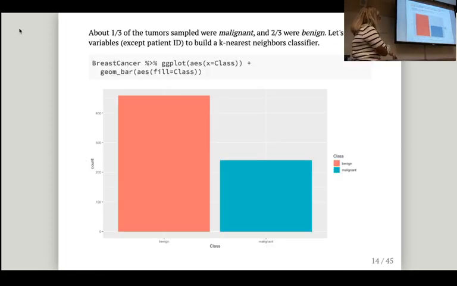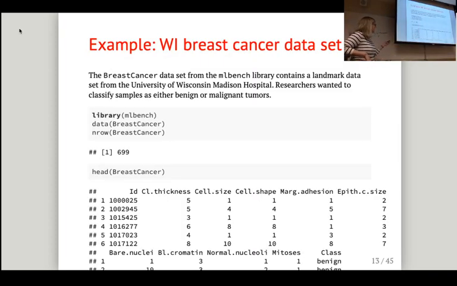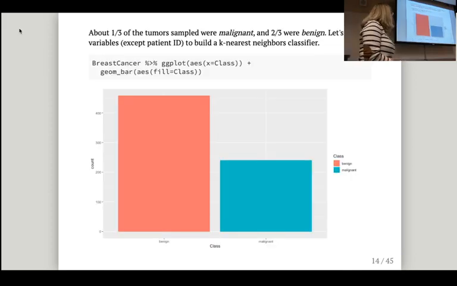About 1/3 of the tumors that were sampled were malignant, about 2/3 were benign. So we're going to use all of our variables here with the exception of patient ID. We'd like to remove that. Hopefully that is for obvious reasons. This patient ID certainly isn't something that we can build a model on and make predictions for a new patient. So we'll need to remove that before we build our model.